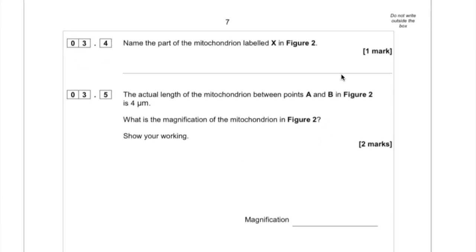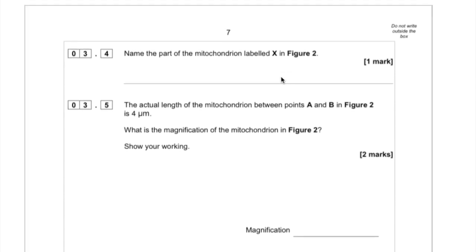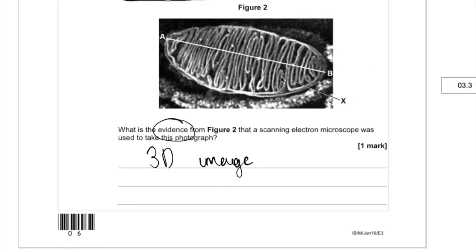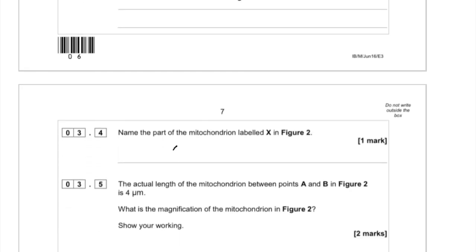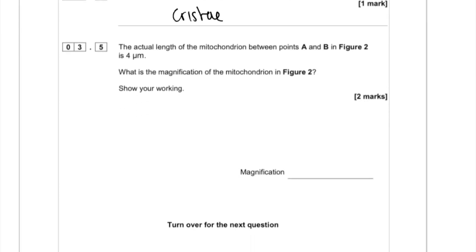Name the part of the mitochondrion labelled X in figure 2. So the part labelled X there is these little folds of the inner membrane, and these are just called cristae. That's just something that you have to learn. The actual length of the mitochondrion between points A and B in figure 2 is 4 micrometers. What is the magnification of the mitochondrion in figure 2?